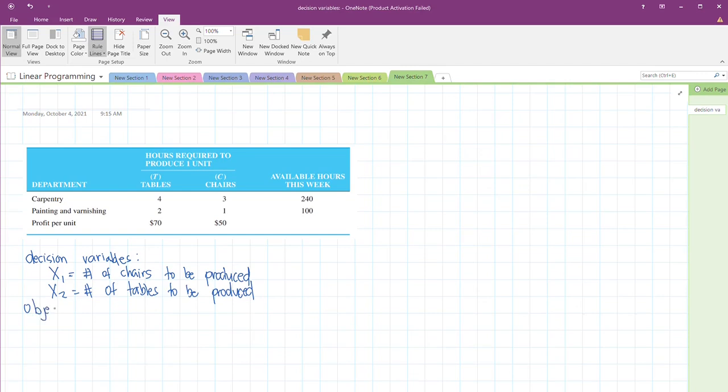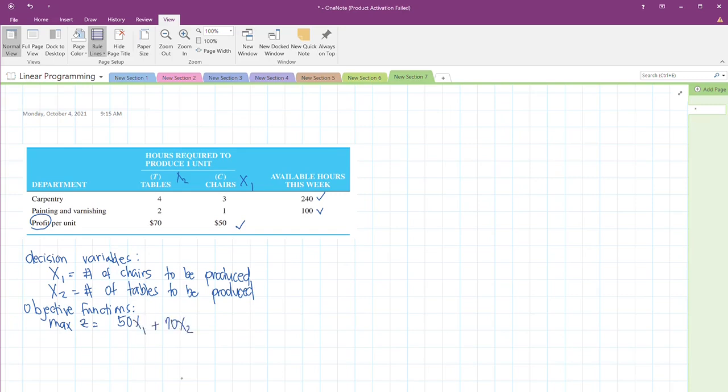Next is to determine our objective function. The objective function involves parameters or values that have no limit. We see that carpentry has a limit in terms of number of hours, and painting and varnishing also has a limit in terms of number of hours. So our objective function here will be the profit. The table is x2, the chairs are x1, and we want to maximize the profit as much as possible. So, max z is equal to 50 x1 plus 70 x2.